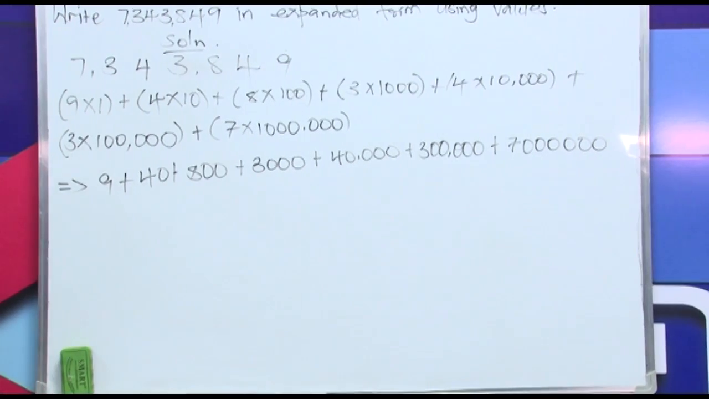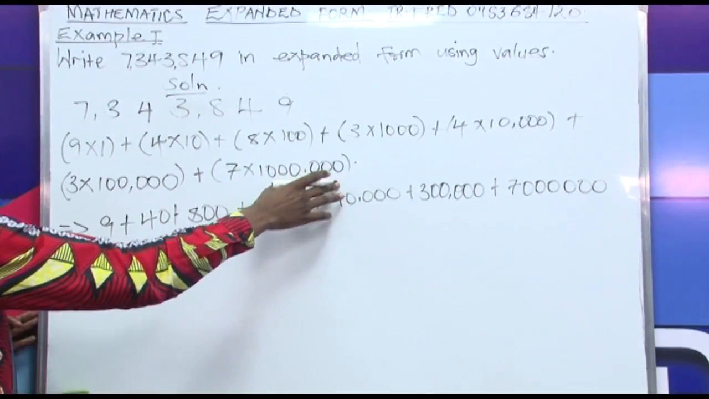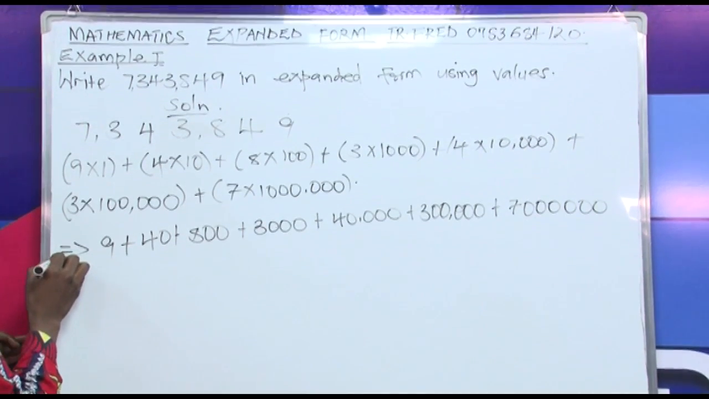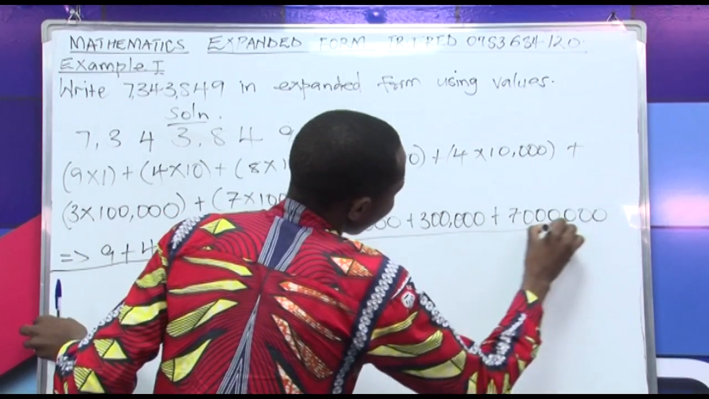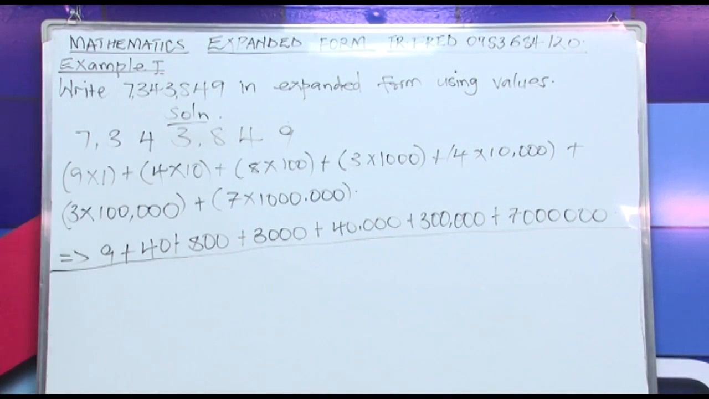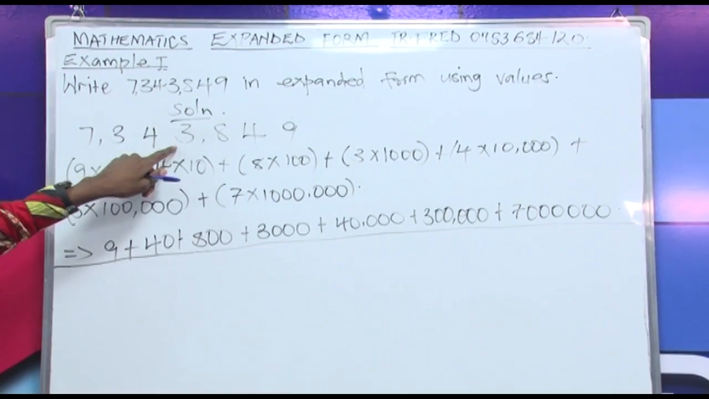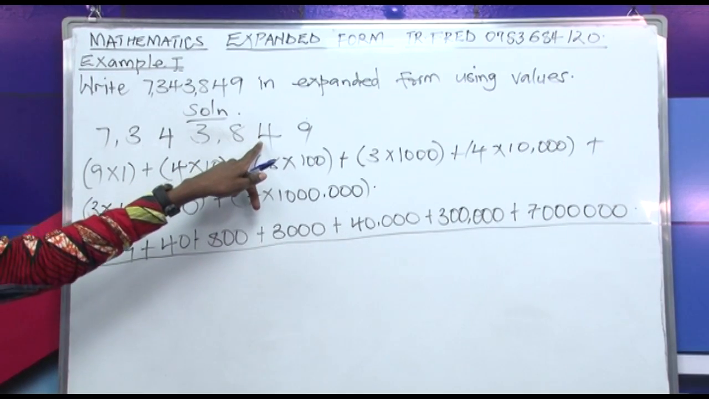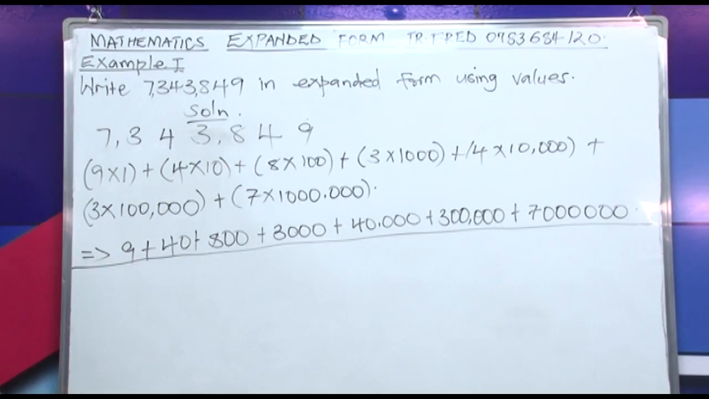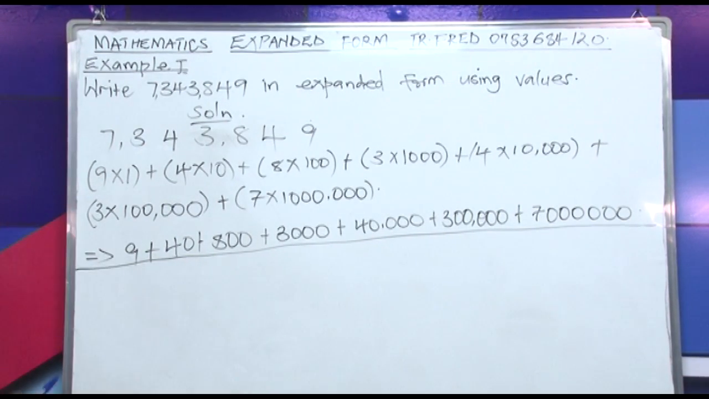After adding 7 millions, I'll see if I have another bracket. I think this is the last. So if it is the last, I'll get my ruler and underline this. So now I've expanded: 7 millions, 340,000, 849 using values. So when they talk about using values, this is what we do.